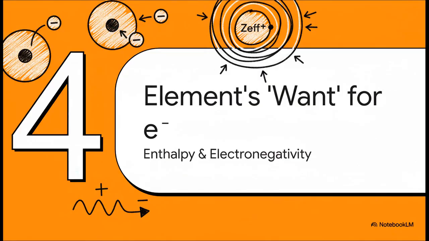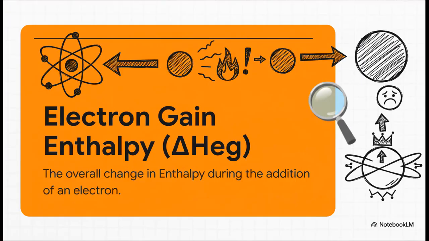So we know the cost to remove an electron, but what about an atom's desire to gain one? This brings us to a couple of new ideas that, you guessed it, are all controlled by the pull of Zeff. Electron gain enthalpy is basically the energy change that happens when an atom accepts a brand new electron. For most elements, this is a great deal. They've got room, they've got a strong Zeff to pull it in, so they actually release energy in the process. But for atoms that are already perfectly stable, like your noble gases, forcing another electron onto them actually costs energy. They have zero interest. Thank you very much.